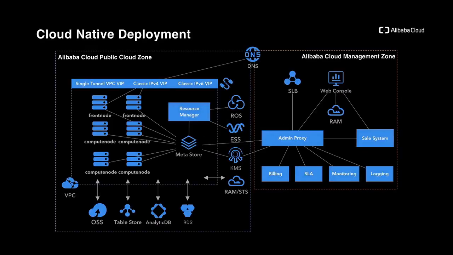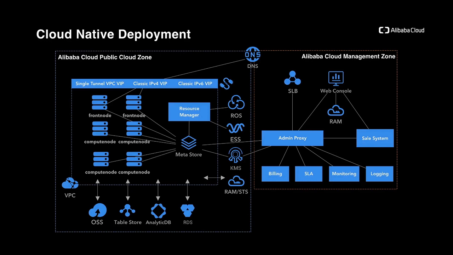Okay, thank you, Haimo. So first of all, DLA is a pure cloud-native deployed product on public Alibaba Cloud. Each region shares the same deployment architecture. The components are divided into two groups. The first one is in the Cloud Management Zone, which interacts with Alibaba Cloud infrastructure services, including billing, SLA, monitoring, logging, and web console, etc. The other one is in the Public Cloud Zone.